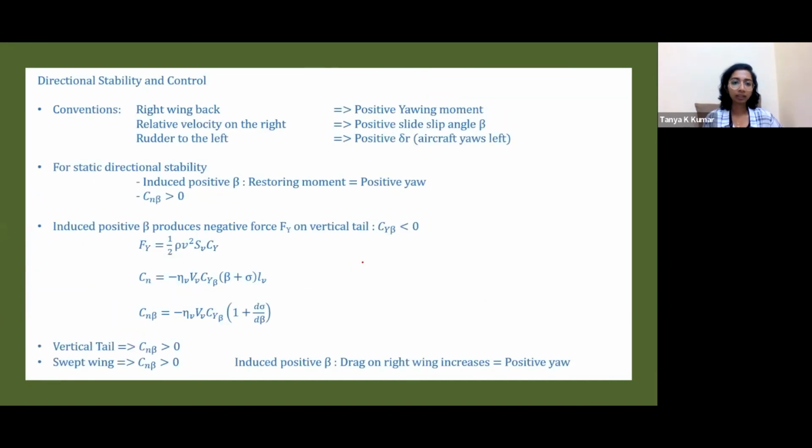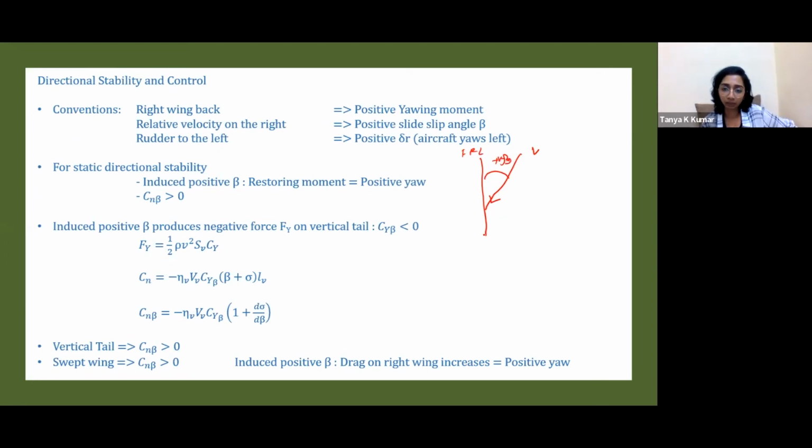Okay. Then we moved on to directional stability. We saw the conventions. The convention for directional stability is right wing back, so that is a positive yawing moment. Turning your right wing back, left wing forward is considered a positive yawing moment. Then the other convention was positive side slip angle. If this is your fuselage reference line and your oncoming velocity is towards the right, then it is considered positive beta.